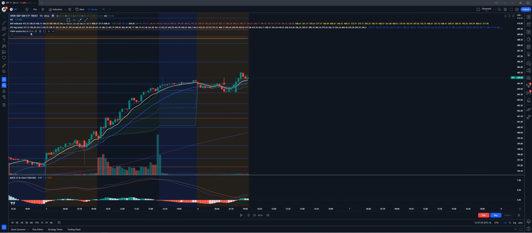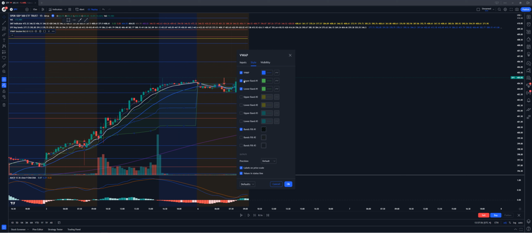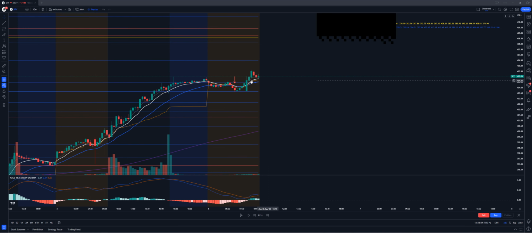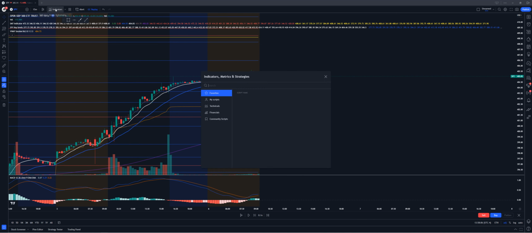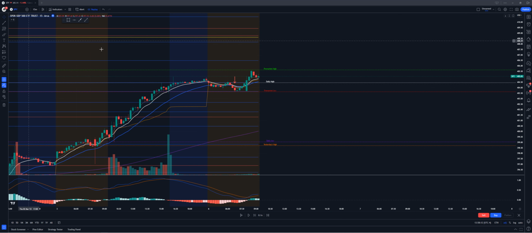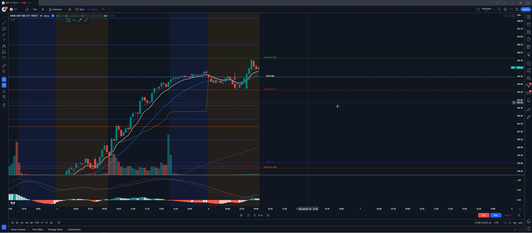I'm going to go into my VWAP settings. I'm going to disable the upper bands and the lower bands and the band fill, and then choose whatever color. I prefer orange to distinguish it from the rest of my moving averages. Finally, the last indicator is the BB indicator, and this will automatically plot your high and low of day as well as your pre-market low and high. So now I've got plenty of stuff on my chart.